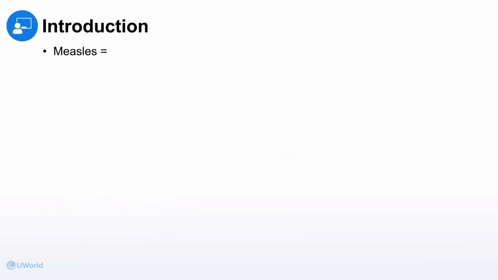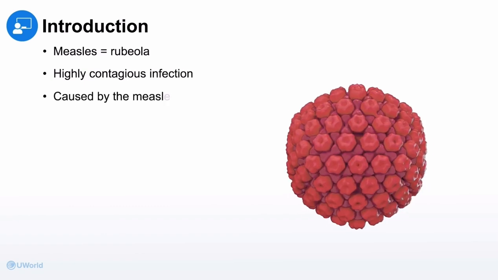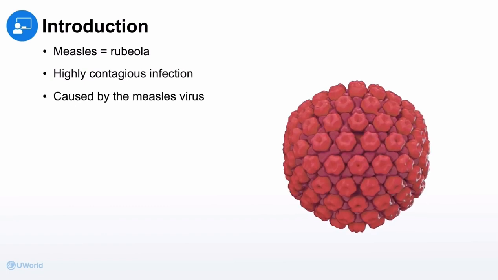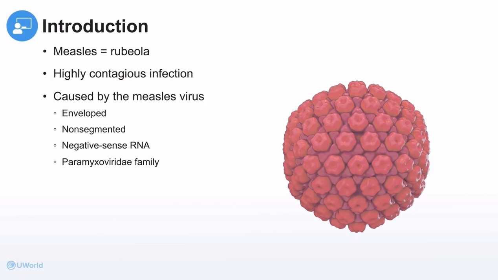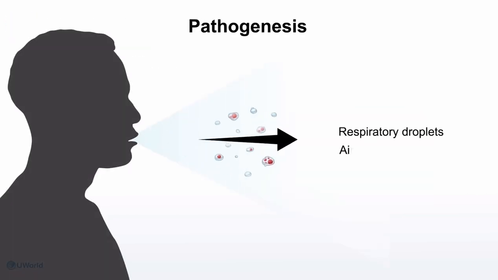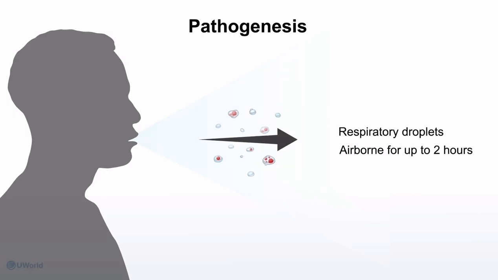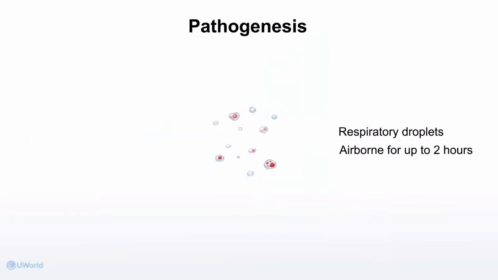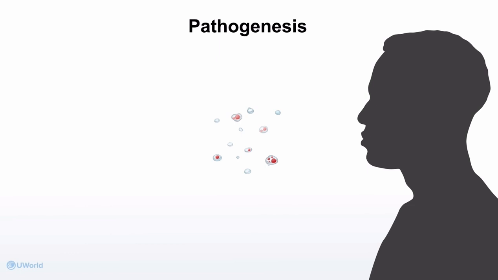Measles, also known as rubeola, is a highly contagious infection caused by the measles virus. The measles virus is an enveloped, non-segmented negative-sense RNA virus. It belongs to the paramyxoviridae family of viruses. It's spread by respiratory droplets and can remain airborne for up to 2 hours. Because of this, a patient can contract measles by entering a room long after an infected person has already exited.